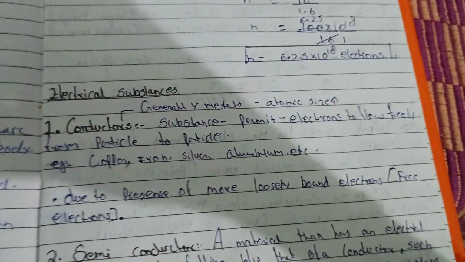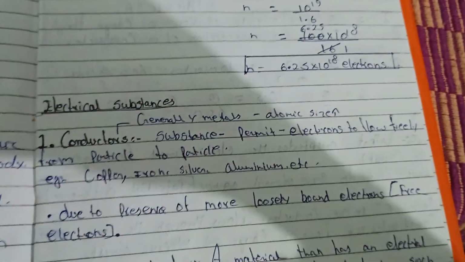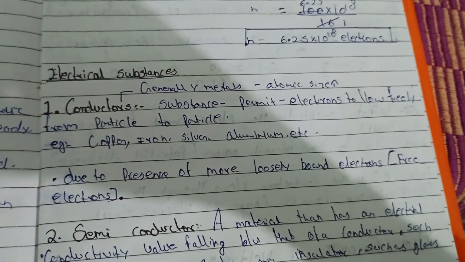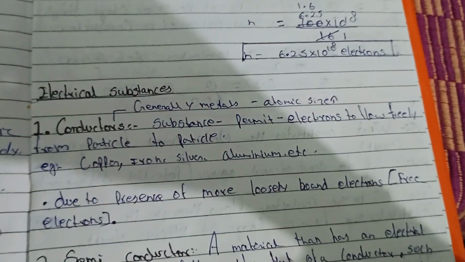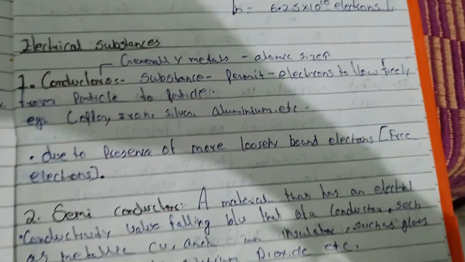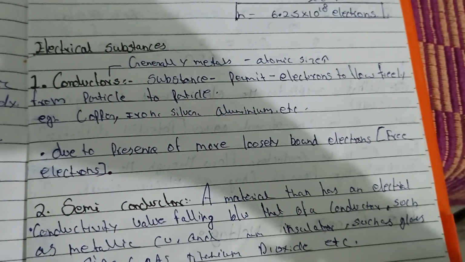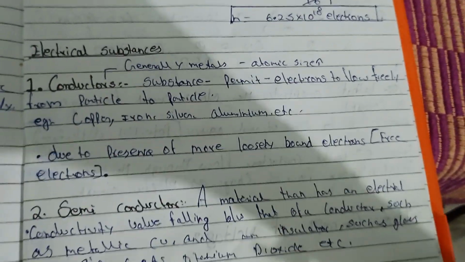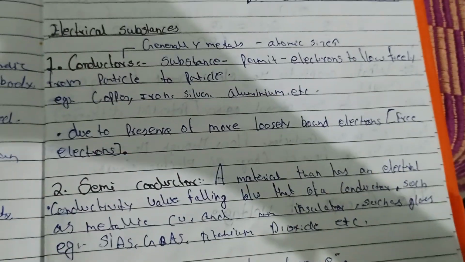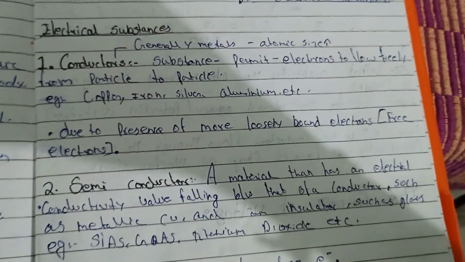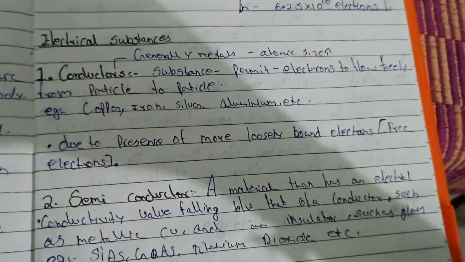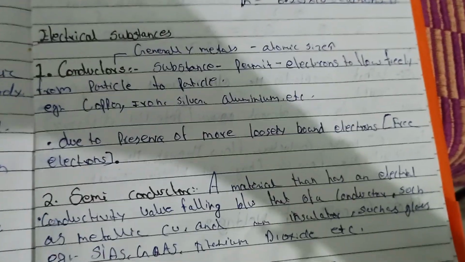So these substances permit electrons to flow freely from particle to particle. The lesser the force, the more freely electrons move from particle to particle. Examples are copper, iron, silver, aluminum, etc., due to the presence of more loosely bound electrons. Loosely bound electrons means free electrons which cannot be held by the force exerted by the nucleus, because the atomic size is big. Due to the presence of more free electrons, the conductor conducts electricity.